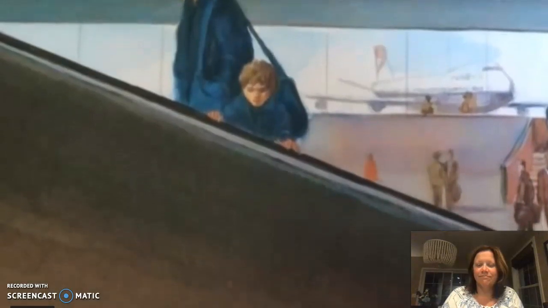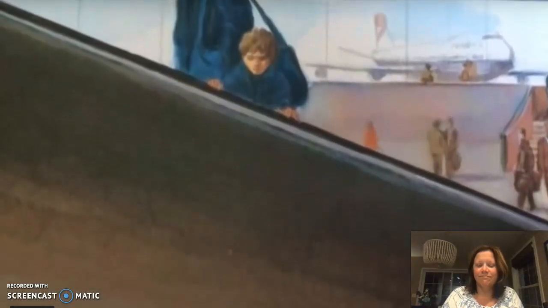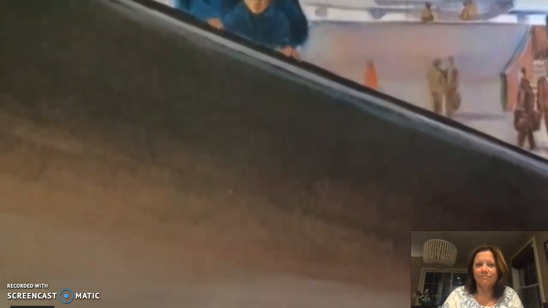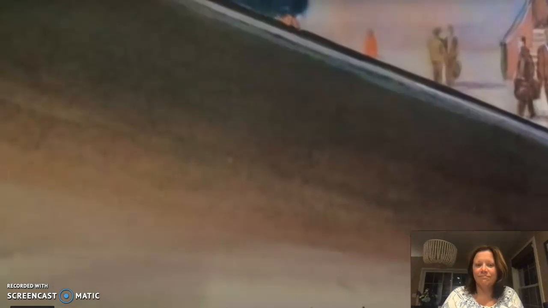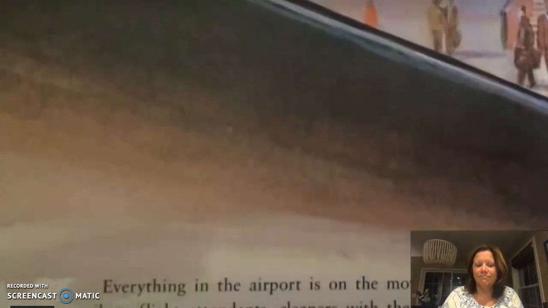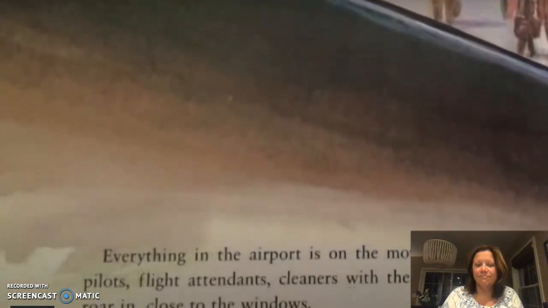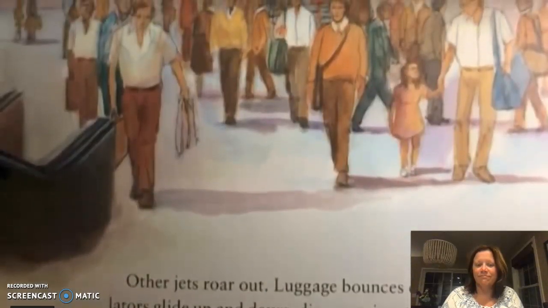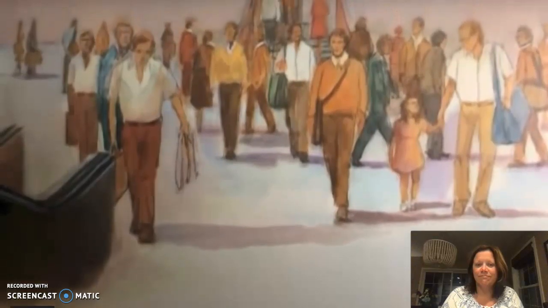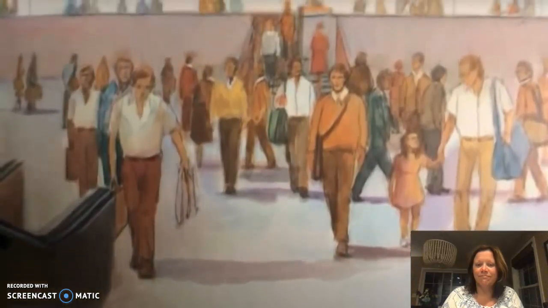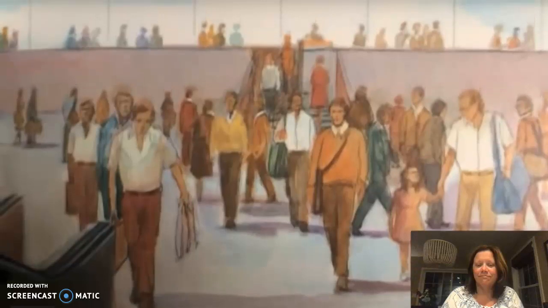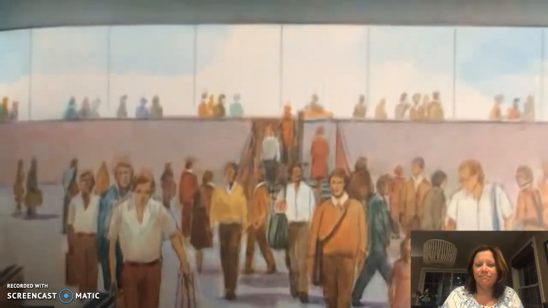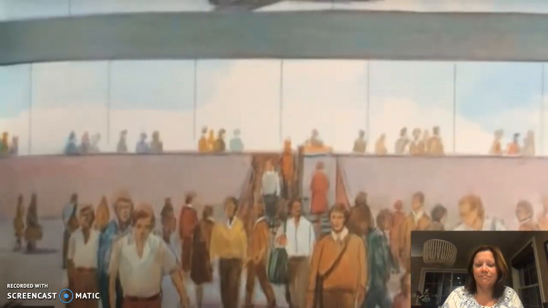Everything in the airport is on the move. Passengers, pilots, flight attendants, cleaners with their brooms. Jets roar in close to the windows. Other jets roar out. Luggage bounces down chutes. Escalators glide up and down, disappearing under floors. Everyone's going somewhere except Dad and me. We stay.